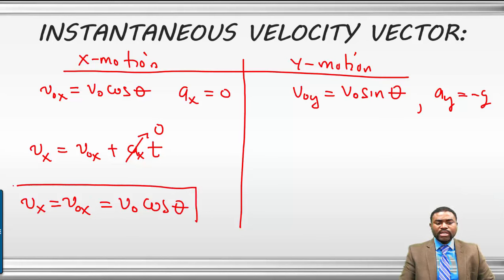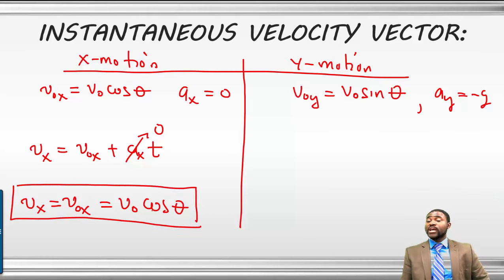Now, why is this? This is actually expected. Why? Because the acceleration in the x direction is zero. This would mean that the horizontal velocity remains constant, and we have just proven that. If you look at this expression, it is not a function of time, which means it remains constant. Are you with me? It is not a function of time, which means it stays the same. And that is because the acceleration in the x direction is zero.